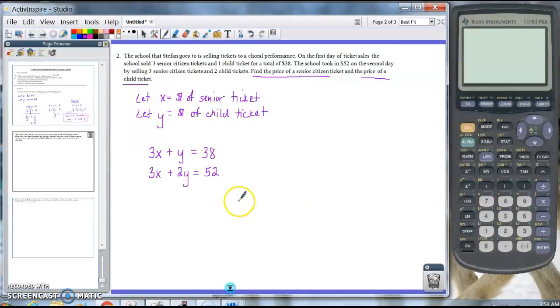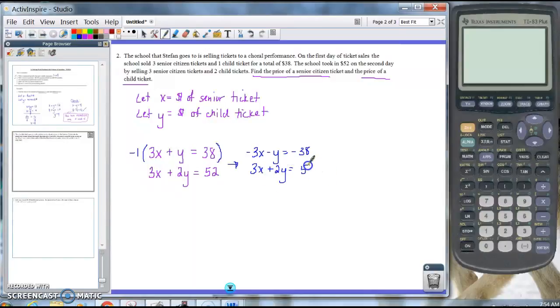Okay, I need to solve my system. Now, I know that my numbers here are the same, but right now they have the same sign. I want to make one of them negative. So I'm going to multiply my top equation by -1. That gives me negative 3x minus y is equal to negative 38. My bottom equation doesn't change.